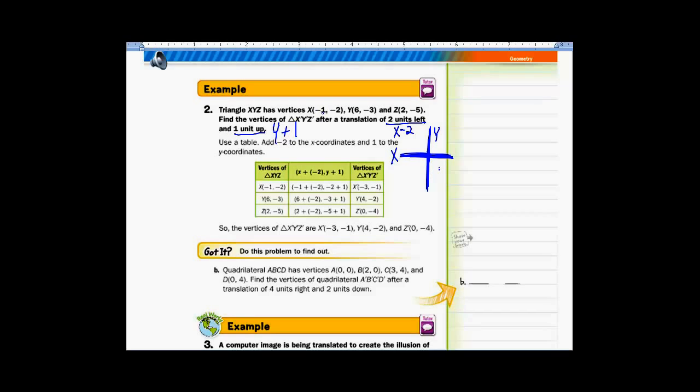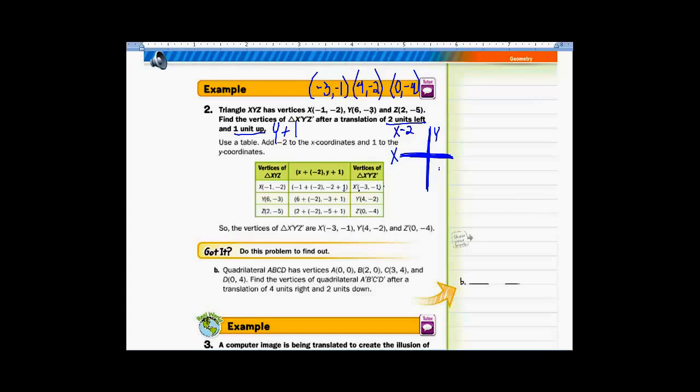Subtract 2 from an X means you're getting 2 smaller. So our new X would be negative 3. Add 1 to the Y, it would be negative 1. Negative 3, negative 1. Subtract 2 from the X, you would have 4. Add 1 to this, that would be a negative 2. Make sure you got your positives and negatives correct. Subtract 2 from here, 0. Add 1 to that, negative 4. That's how they are getting 0, negative 4, 4, negative 2, negative 3, negative 1. This is how it happens.